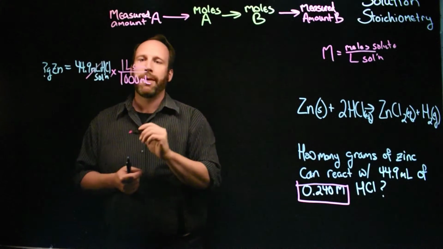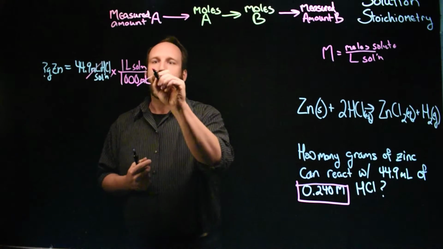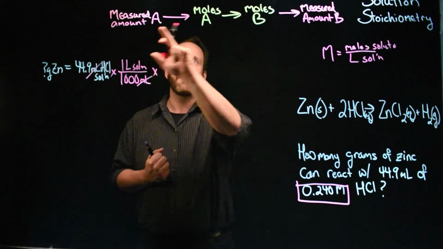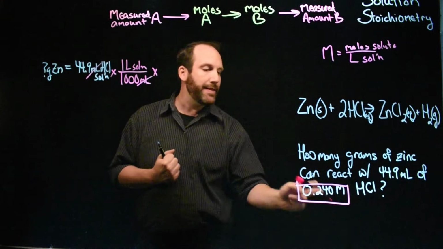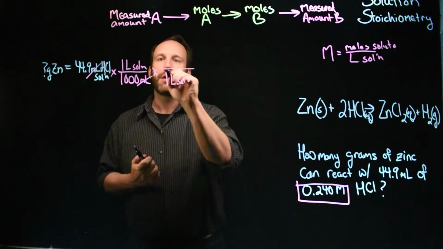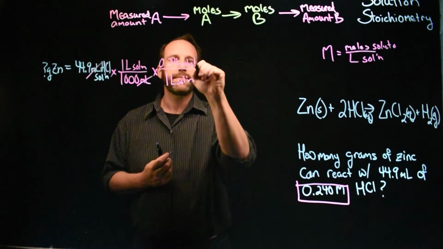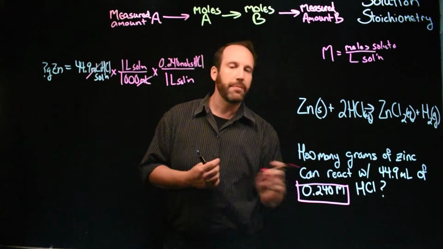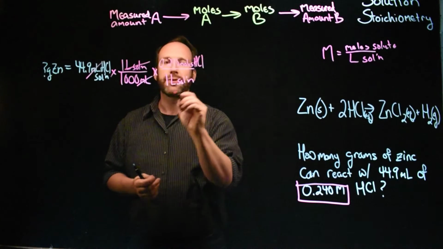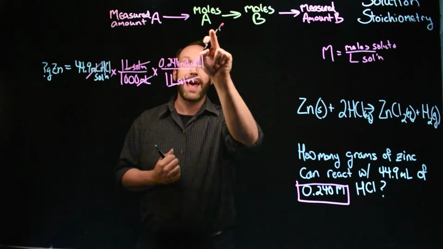So we've crossed out milliliters on the top and bottom. We're now in liters of HCl solution. Our next step is to do this dimensional analysis to convert from volume to moles. In every 1 liter of solution, there are 0.240 moles of HCl. That's what molarity is, right? So we've canceled out the units, liters of solution, in the numerator and denominator, and now we're in moles of HCl, or moles of A.